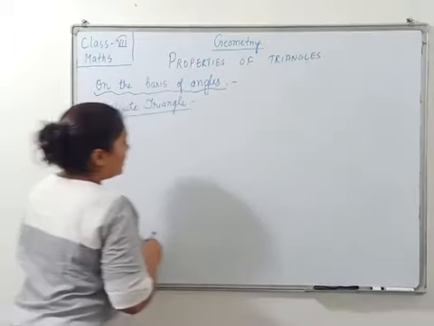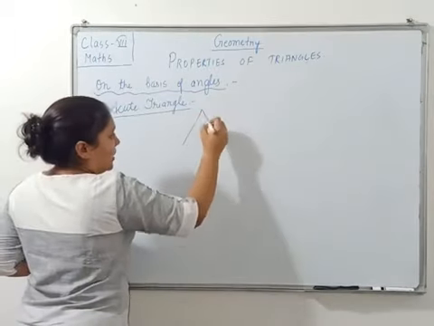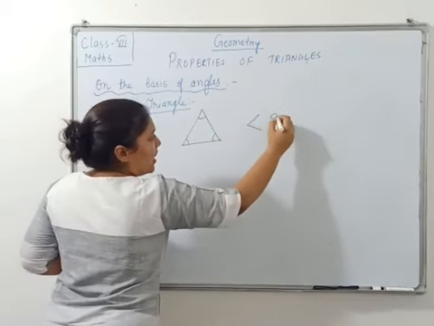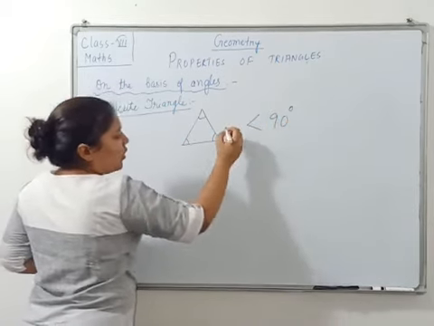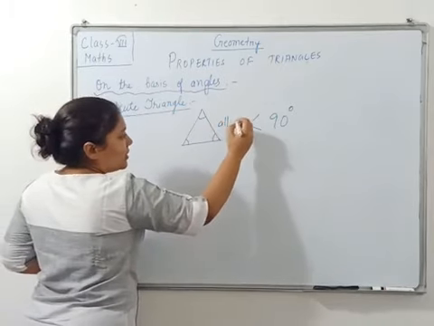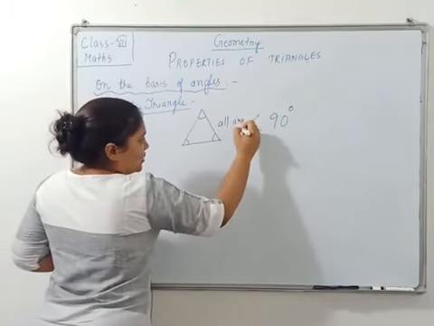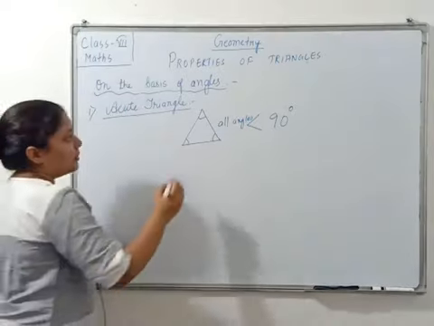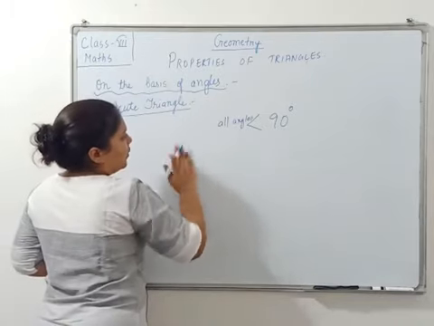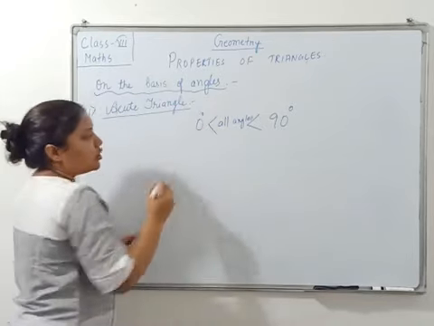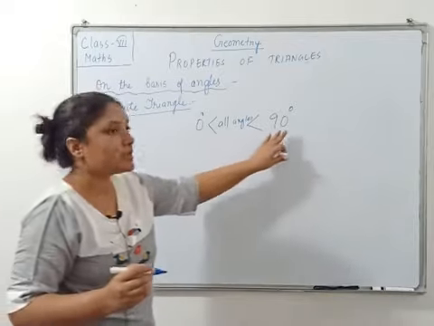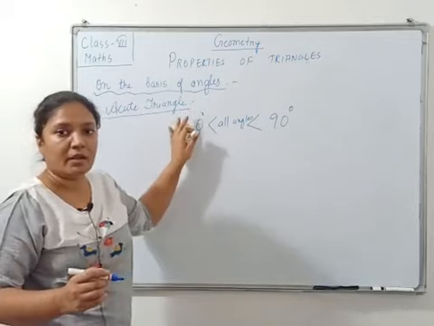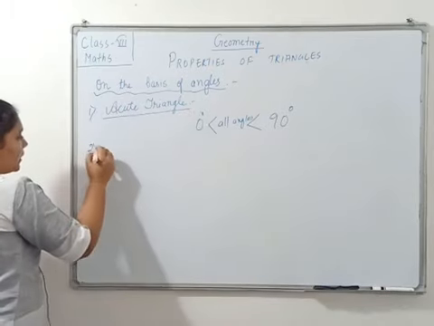Then next comes what? Acute angle means when all the angles are what? Less than 90 degree. All angles should be less than 90 degree but more than 0 degree. It should be more than 0 degree. Means 0 degree से ज़्यादा होना चाहिए पर 90 degree से कम होना चाहिए, तभी जाके वो क्या होगा? Acute angle triangle. Clear?